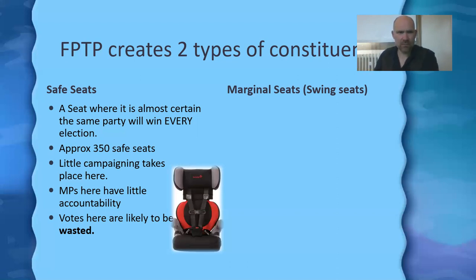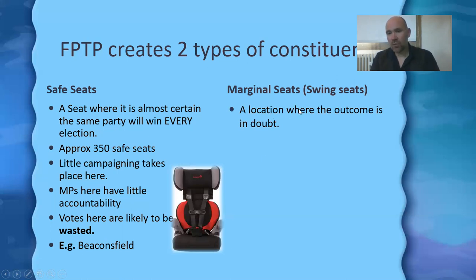That was hard for me to say. So one of the features of first past the post is safe seats, and it can lead to wasted votes, e.g. Beaconsfield. So a marginal seat or a swing seat, those terms mean the same thing, are the opposite. They are a location where the outcome in that constituency is in doubt. There are approximately 200 marginal seats in the United Kingdom.